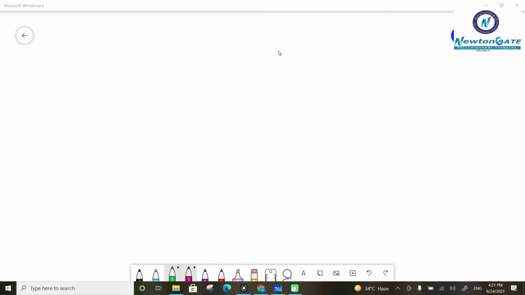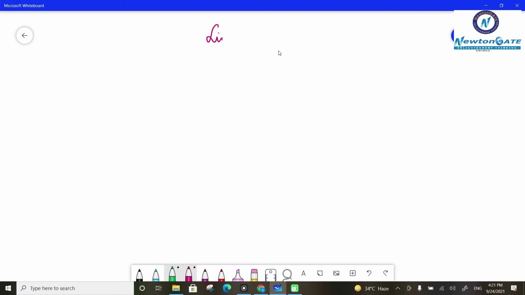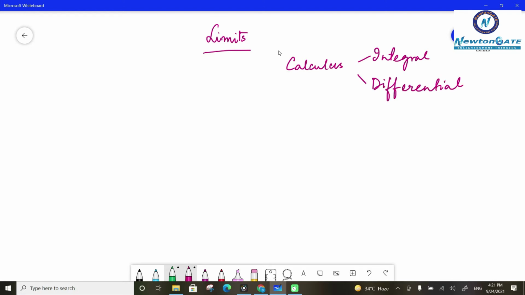So let's begin the topic limits. As already discussed, this part is under the topic differential calculus. In calculus, we have two parts: we have integral calculus and we have differential calculus. So, limits is a part of our differential calculus.